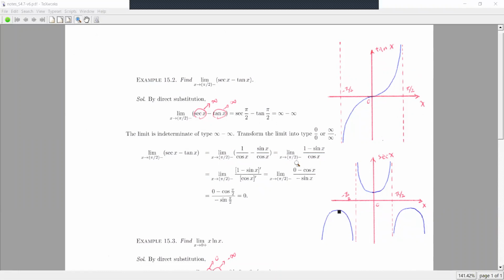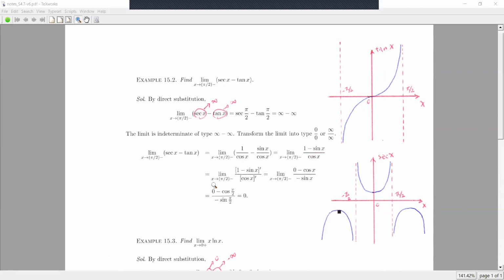Plug in pi over 2 in the x here. Cosine of pi over 2 is 0. Then we get 0 over 0. So this is a difficult limit, but the type is 0 over 0. We can apply L'Hopital's rule to this limit.